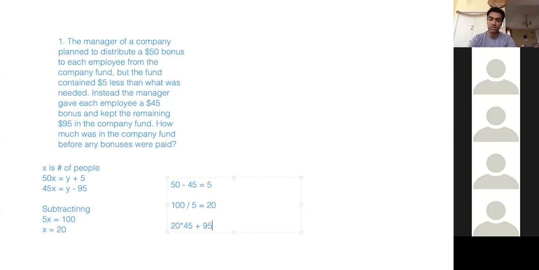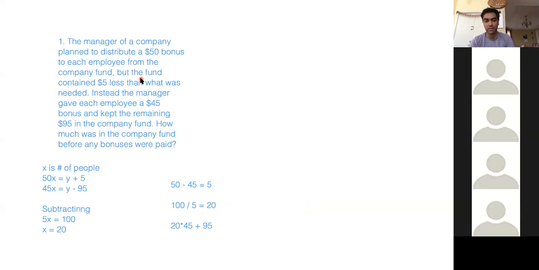Good. So this is another way of doing it. And the idea here is to think about, if you gave $50 to each employee, you'd be $5 short. But if you gave $45 per employee, you'd have $95 left, right? So what's the difference between giving $50 per employee and $45 per employee? It's giving $5 to each employee. And we know the total difference is 95 plus 5. So $100 must have been equal to giving $5 to each employee.